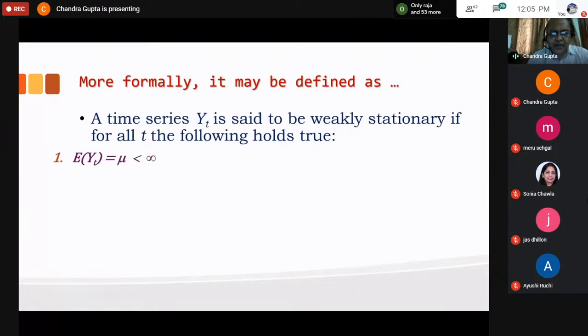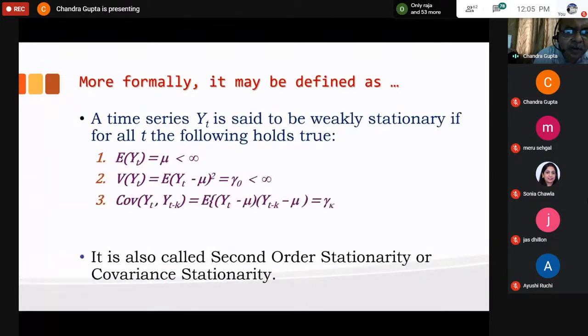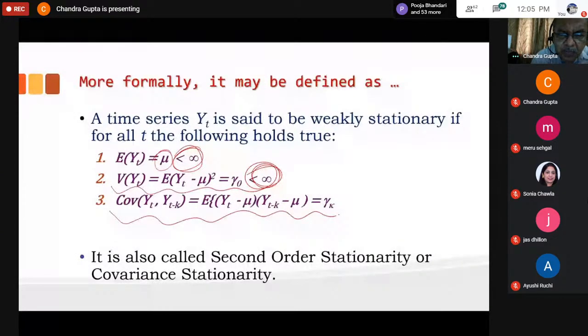Okay, so now let's have a formal definition. The expected value of yt, the mean, is less than infinity, that is, finite. Variance is finite and constant. Covariance is also finite and constant. This weak stationarity is called second order stationarity or covariance stationarity.